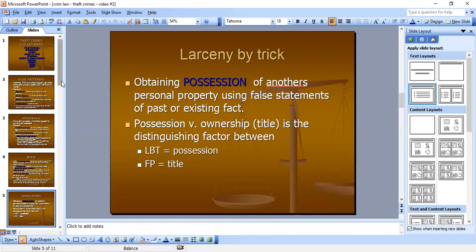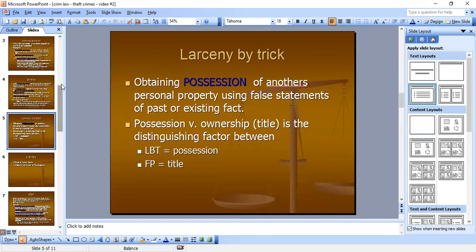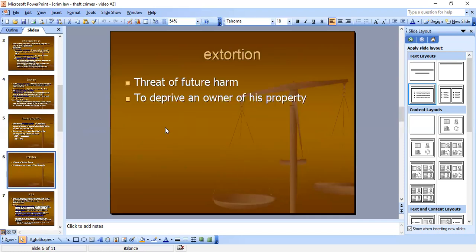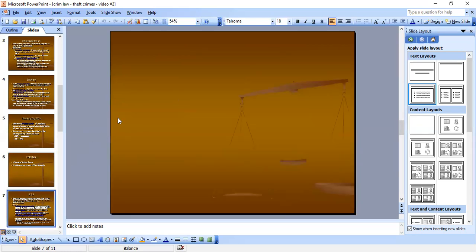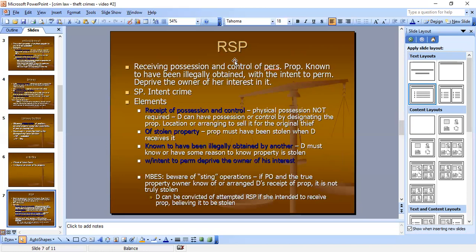Okay, so let's move on to our next one. The best way to learn these is to do tons of MBEs on them. Extortion: threat of future harm to deprive an owner of his property. This one you're allowed to have future harm, and you could be held liable for extortion. Receiving stolen property, I do it as RSP.